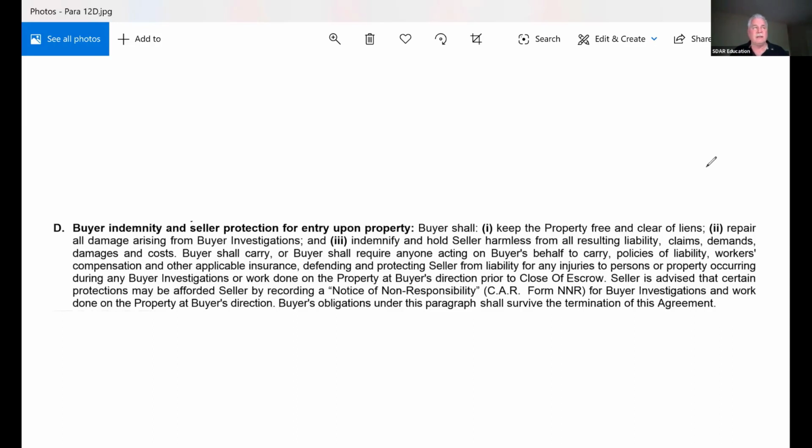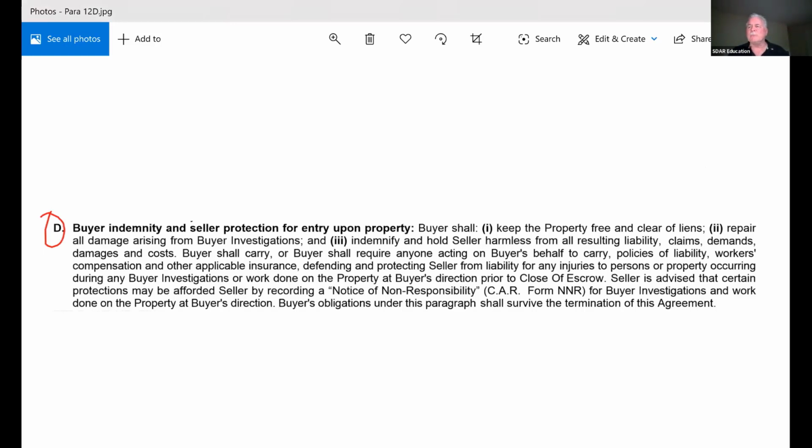But frankly, what happens to the seller if the buyer goes into the property or someone the buyer hires goes in, the physical inspector's up on the roof, they fall off the roof, they break their leg, everybody's going for that, right? I mean, and it happens. And so we want to cover the possibility that that might happen. So let's talk about that. We're going to talk about that in D.